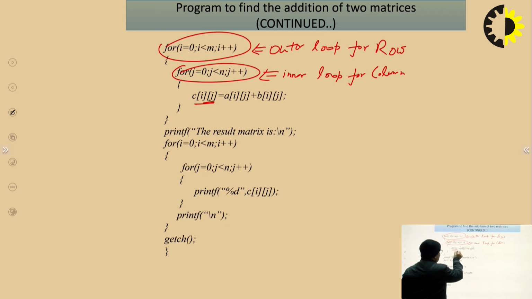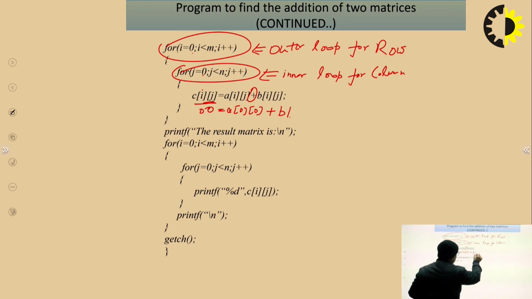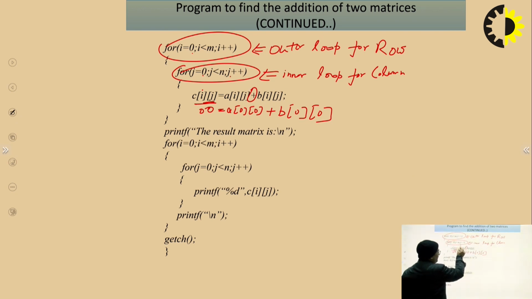And then since the first time the value of i will be fixed at 0, it is A[0][0]. Since the value of i is 0 and initially the value of j is also 0, then plus B[0][0]. Now what will happen to j? j will increment. It will be 1. And 1 is less than, of course, the number of columns. We have number of columns 3. So for this one, 0.